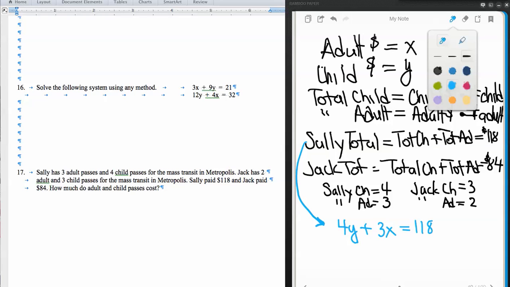And then we have Jack. I'm going to put Jack in pink. That's backward, huh? I'm going to put Jack as the total child. He had 3 children, and the value for a child is y.